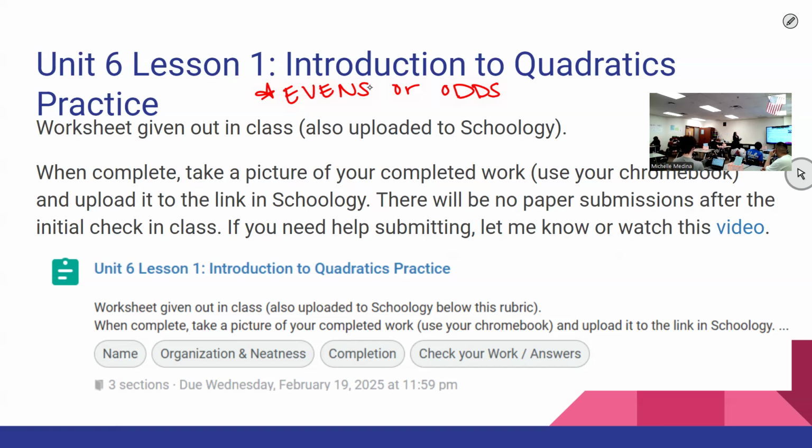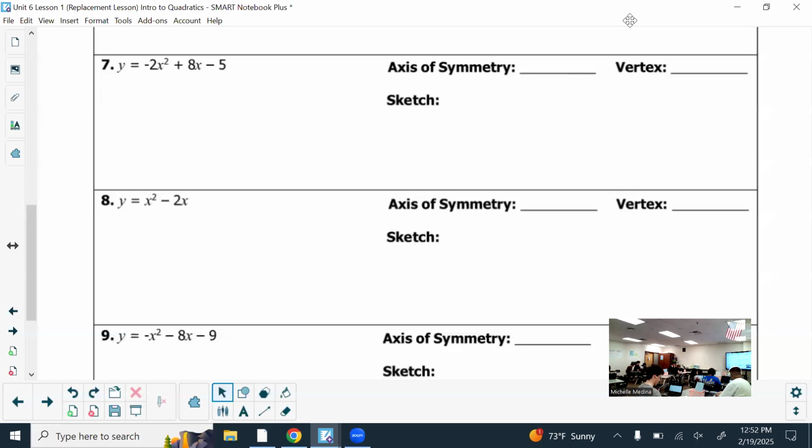Okay, this is what I'm holding you to right now, because it's what I'm gonna check tomorrow, no matter what. You can show it to me once you are 80% done with the evens or odds. But this is number 7 from the Lesson 1 practice. First thing you need to do, this one's just asking for axis of symmetry, vertex, and a sketch. If I need to find the axis of symmetry, what do I recommend you identify first?